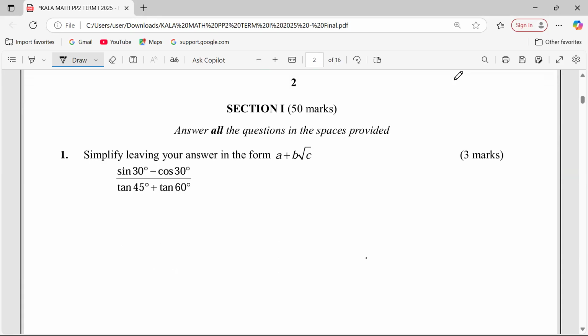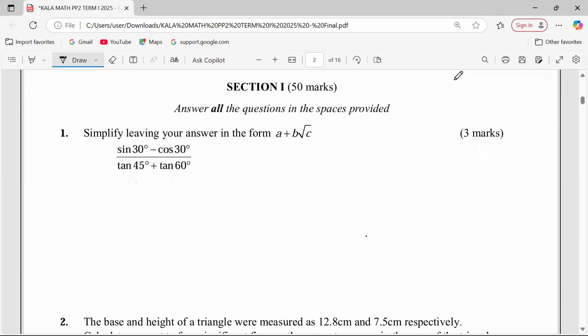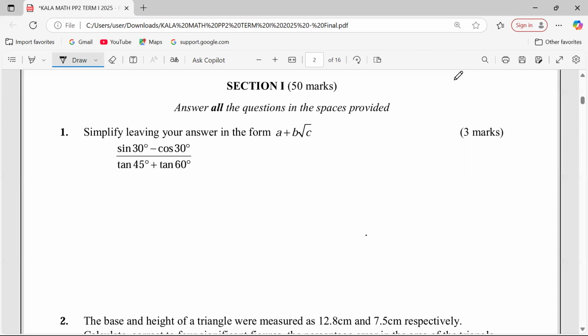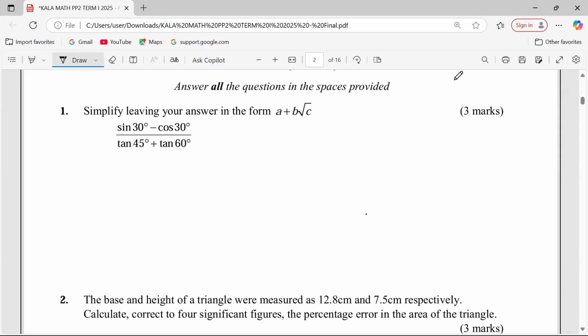Number 1, simplify, leaving your answer in the form A plus B root C. So what are we simplifying? The sine of 30 degrees minus the cosine of 30 all over tan 45 degrees plus tan 60 degrees.